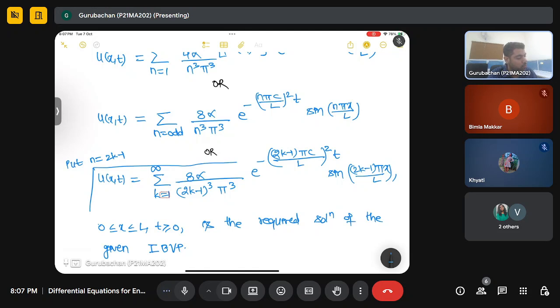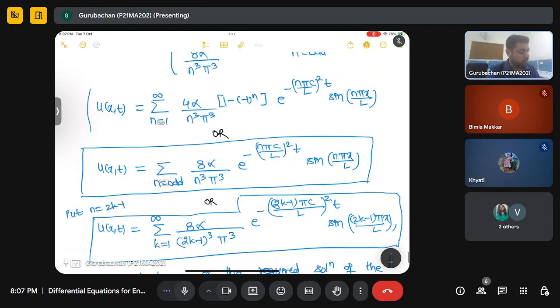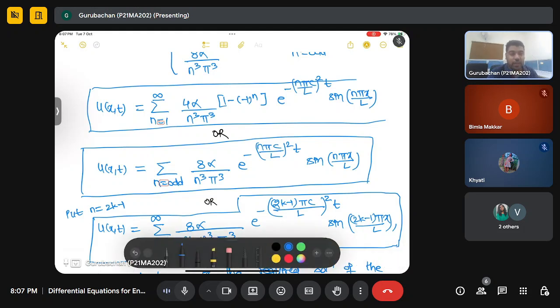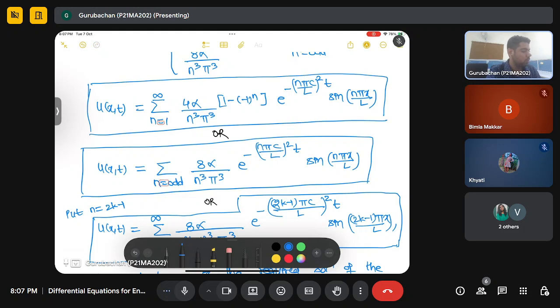So one way is to mention the solution in this form. For all the three forms, our range, or you can say the domain of x and t, is still the same: x will vary from 0 to L, and t is any positive real number. So this is your final answer.